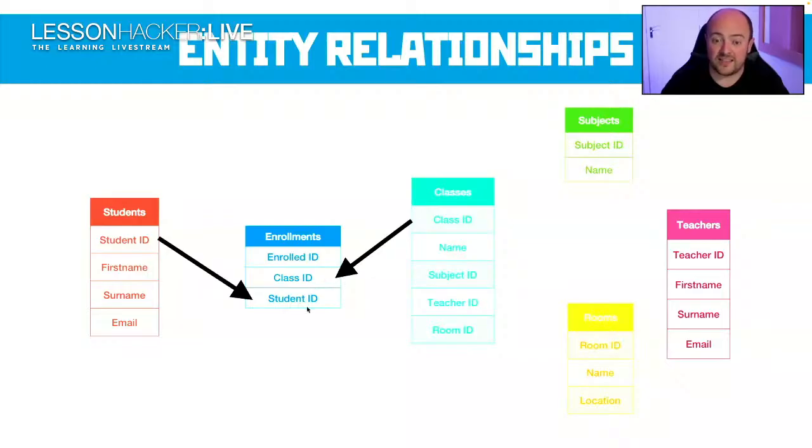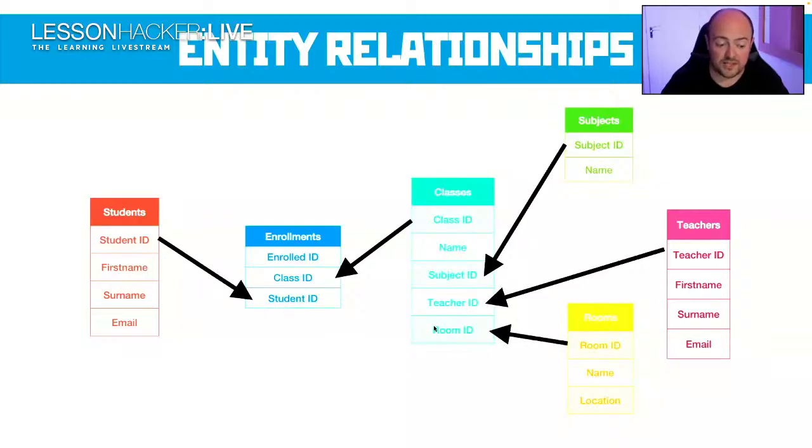Click the drop-down menu, pick this class. Click the student, pick this student. Nice and straightforward. One subject can appear in classes many times. Again, if I'm creating a new class, I'll pick the subject from a drop-down menu. One teacher can appear in the classes table many times. Again, if I'm making a new class, I pick the teacher from a drop-down menu, and the same with rooms. I'll be picking it from a drop-down menu. Okay.